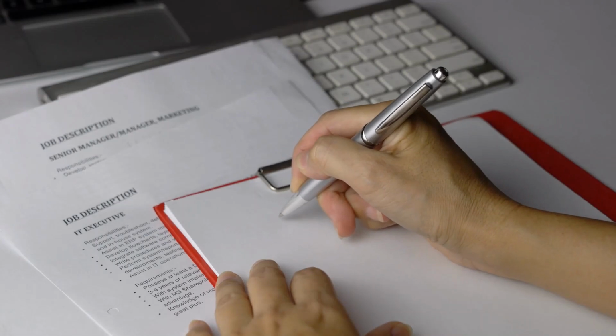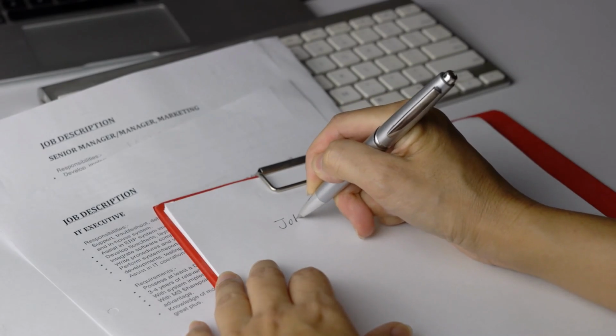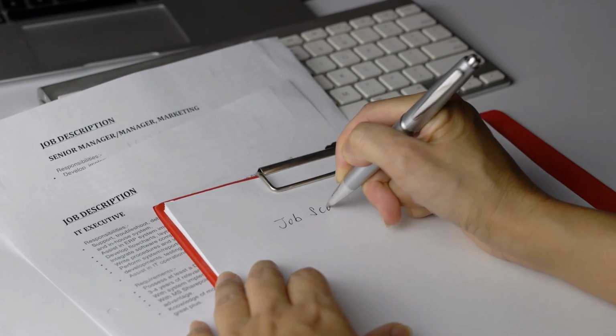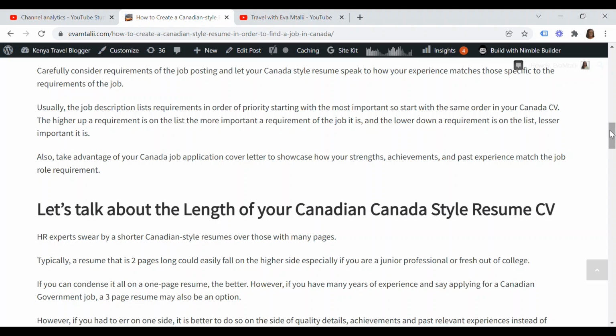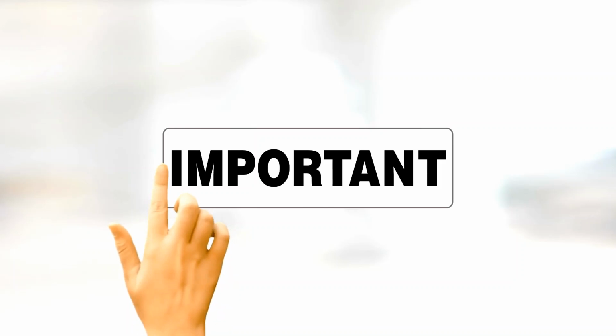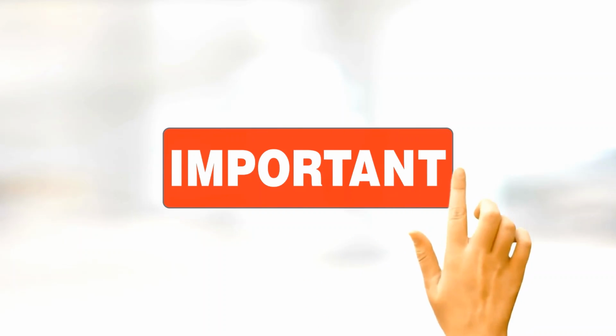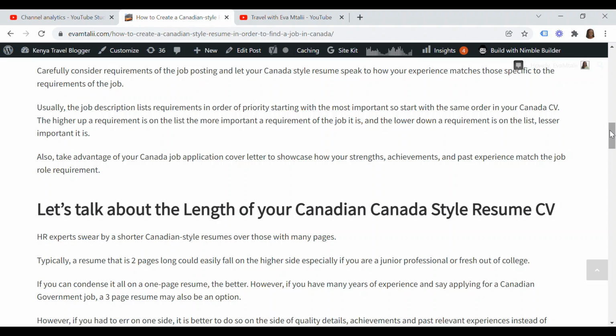So usually when a job advert or a job posting is put out, the list of requirements is in order of priority and order of importance. Usually it starts with the most important requirements at the top, and the higher up a requirement is on the list, the more important that requirement is, and the lower down a requirement is on the list, the less important it is. So make sure that your Canadian resume speaks to those higher ranked skills or job requirements.